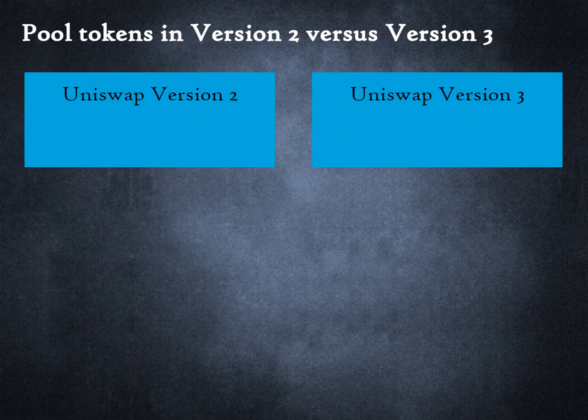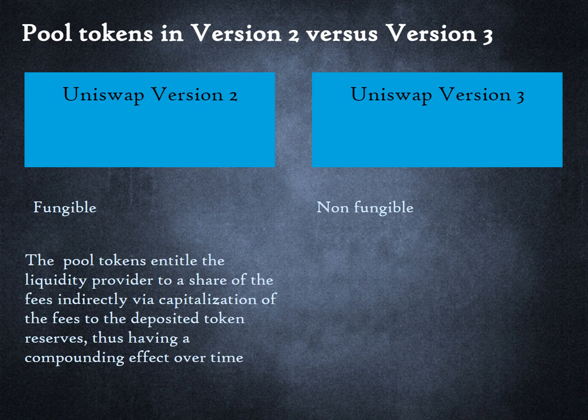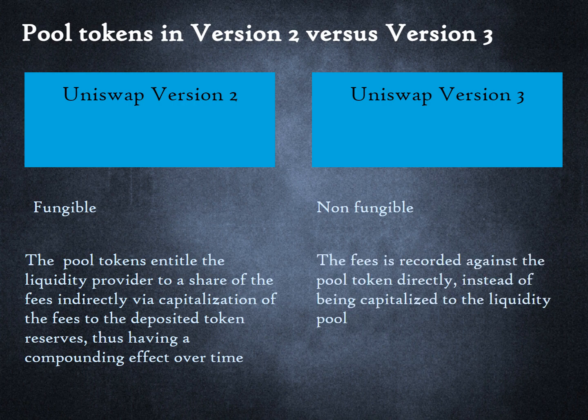Pool tokens in version 2 were fungible. All that mattered was how many tokens you contributed. In version 3, each token is unique as every LP can set her own price range. In version 2, the pool tokens entitled the liquidity provider to a share of the fees indirectly via capitalization of the fees to the deposited token reserves, thus having a compounding effect over time. In version 3, the fees is recorded against the pool token directly, instead of being capitalized to the liquidity pool.